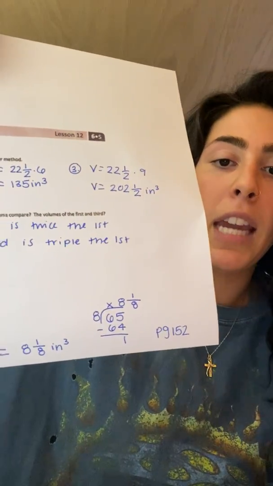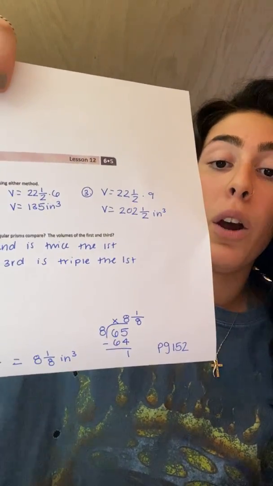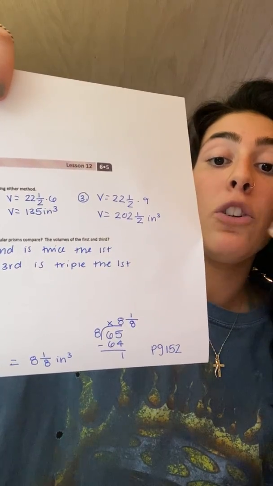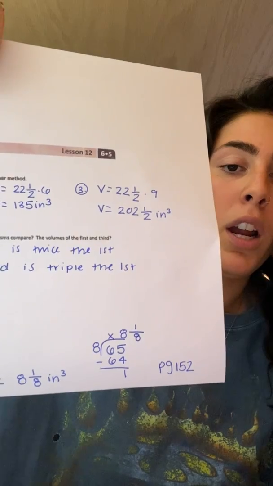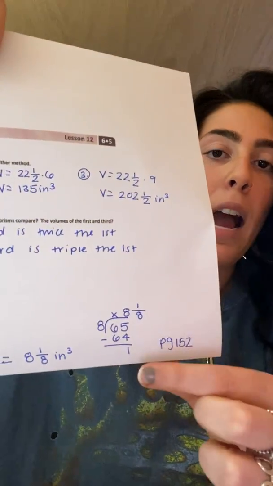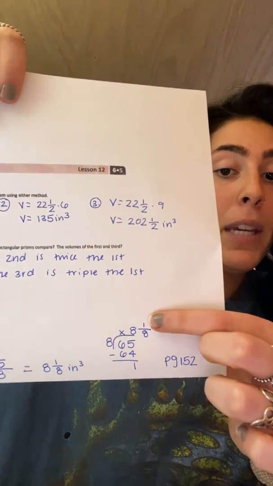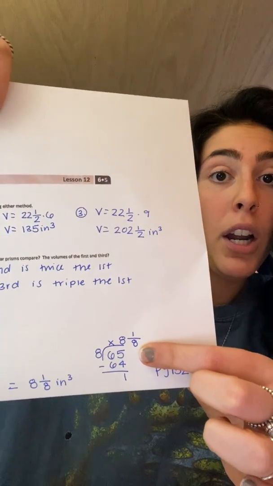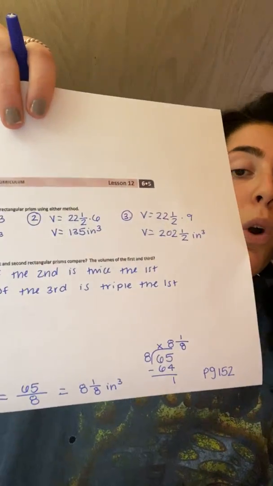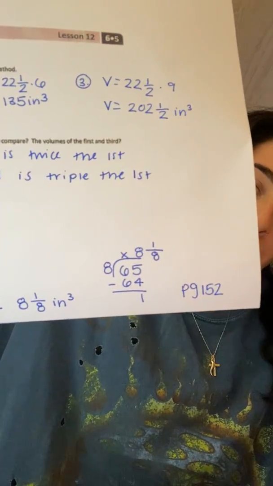I know that 8 can't go into 6, so I put an X over that place value. I know that 8 can go into 65 8 times. 8 times 8 is 64. I subtracted those two numbers and got my remainder of 1. So I went ahead and put my remainder up here. And this 8 right here, this little guy, is acting as our denominator. So I have 8 1/8 inches cubed. And that's how I got that 8 1/8. I just did standard division for it.